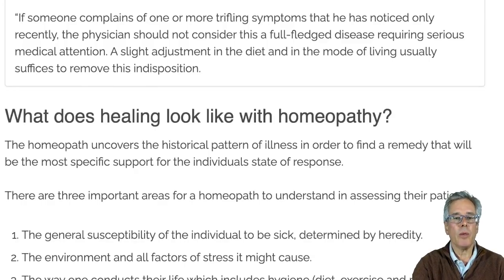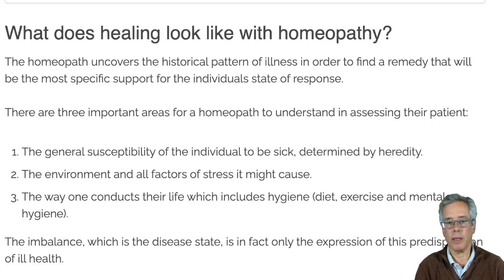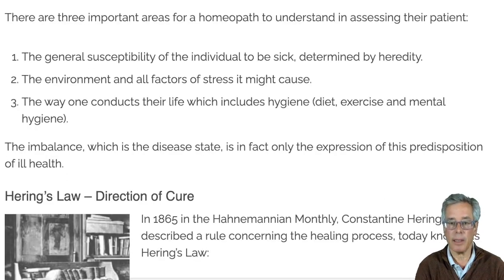Anyway, what I really want to show here is what does healing look like with homeopathy? So the homeopath uncovers the historical patterns of illness in order to find a remedy that will be the most specific support for the individual's state of response in this moment when you're prescribing. There are 3 important areas for a homeopath to understand in assessing their patient. 1, the general susceptibility of the patient to be sick, determined by heredity. 2, the environment and all factors of stress that it might cause on that person and their body. 3, the way one conducts their life, which includes hygiene, diet, exercise, and mental hygiene.